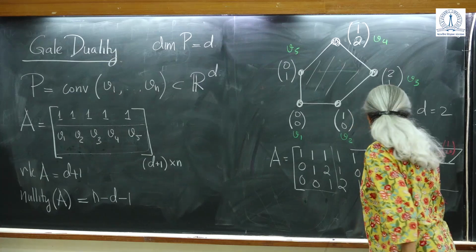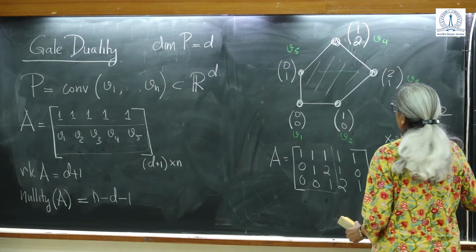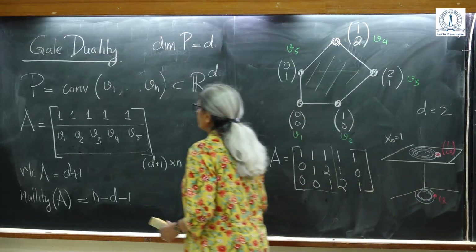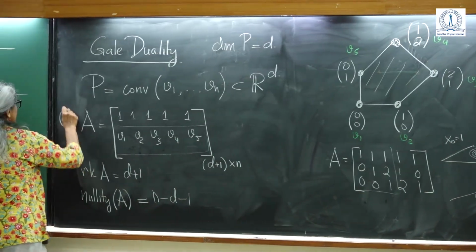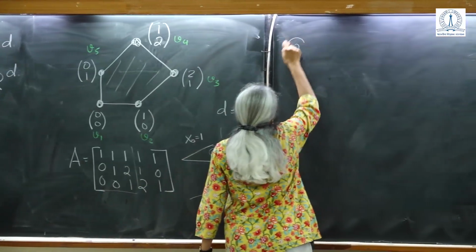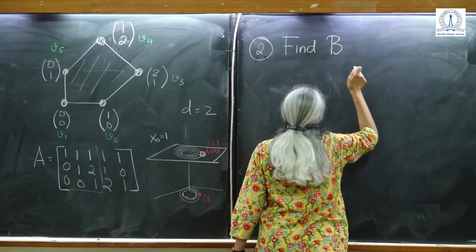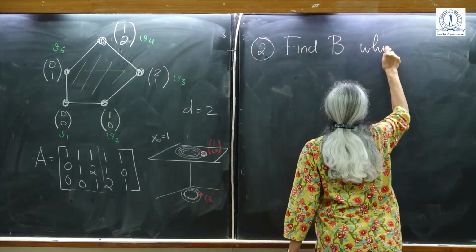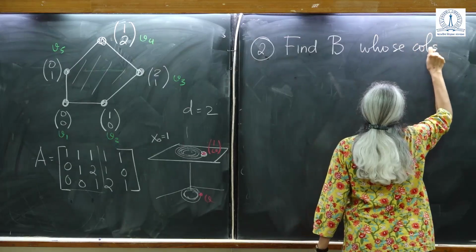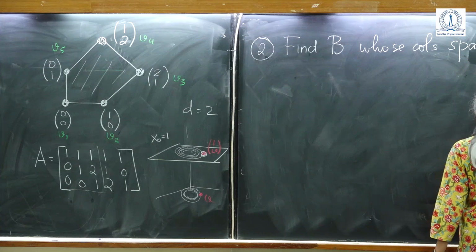Let's construct a matrix B. So this is the first thing you have to do. And the second thing we're going to do is to find a matrix B whose columns span the kernel of A.